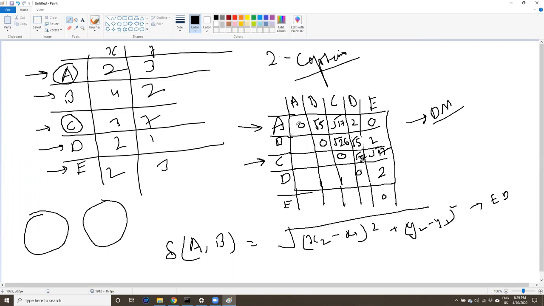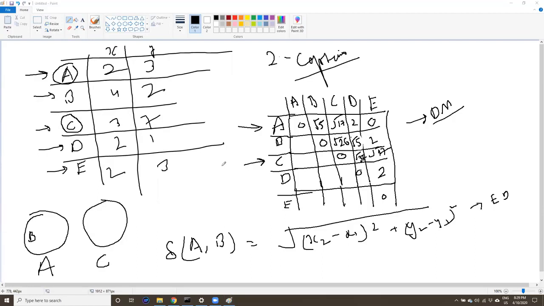Now, can you tell me, is B close to A or is B close to C? Let's say BA is root 5 and BC is root 26. Root 5, root 26. Okay, so this is A's group, this is C's group, and B belongs to A. Now let's go ahead. What is the next step?